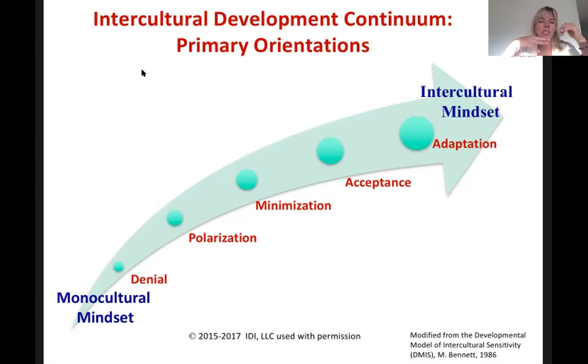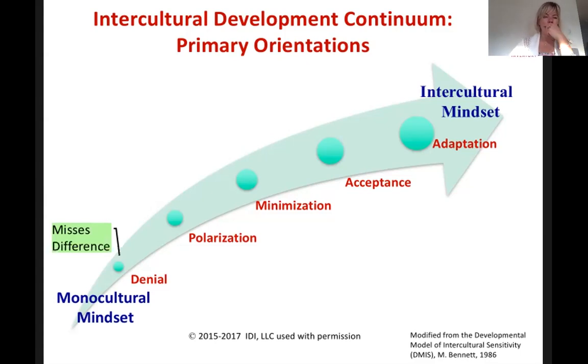What you're trying to do is take a look at where you're situated along the continuum and consider that in your day-to-day life. Like, am I in a denial mindset right now in my actions or my interactions at work? Am I in a polarization mindset? I'll explain what those are. The idea is simply for us to be self-reflective and to figure out how to continue to move forward.